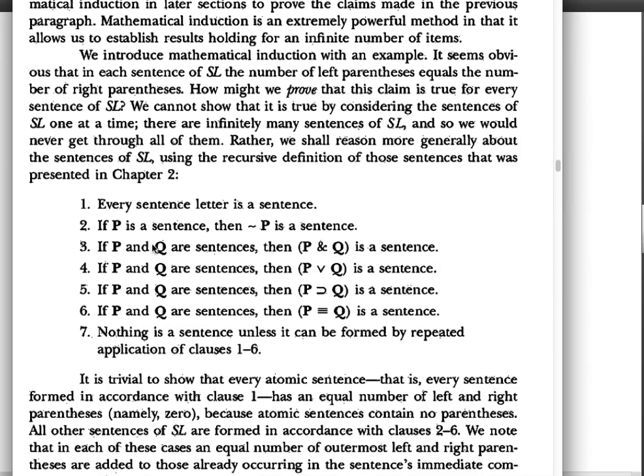They don't have to be atomic sentences, they can be complex sentences, but give me any two things that are already sentences, then it can build you a new sentence by adding the conjunction. Or I could do it with disjunction, or the conditional, or the biconditional. And then, as a last step, we said nothing is a sentence unless you can build it up from these.